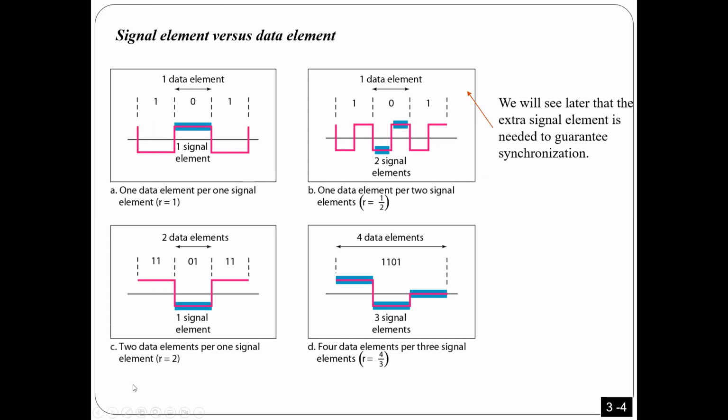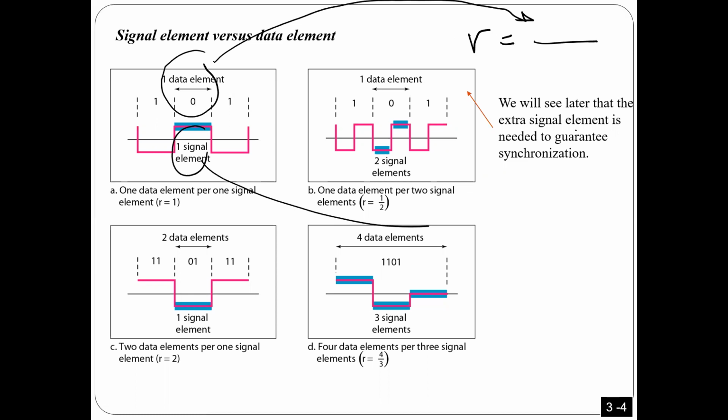Also in this case, we have another important parameter, which we call R. You will understand why this one is important. R is the number of data elements divided by the number of signal elements. So for example, here in this case, R is equal to 1, because we are going to transmit 1 bit using one signal element, 1 by 1, which is 1.